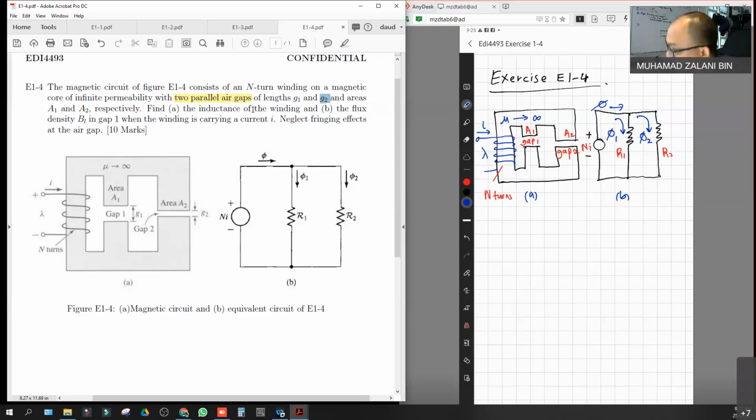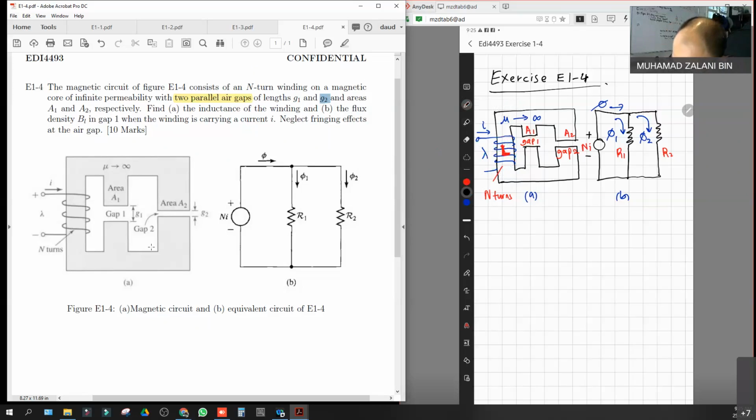Not the inductance of the core. When we have a winding, it's like an inductor, right? If I'm going to write it, suppose that this is inside, somewhere here, the inductance of the winding. L, nampak tak L kat situ? So we want to find the inductance of the winding for A in this question.